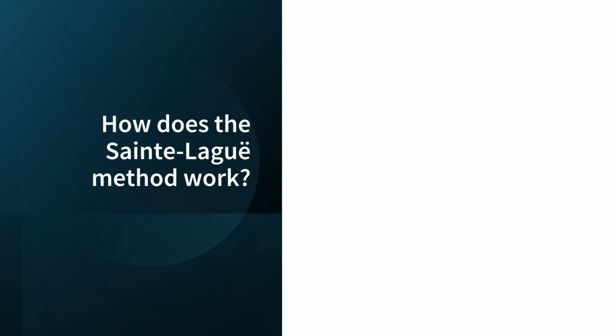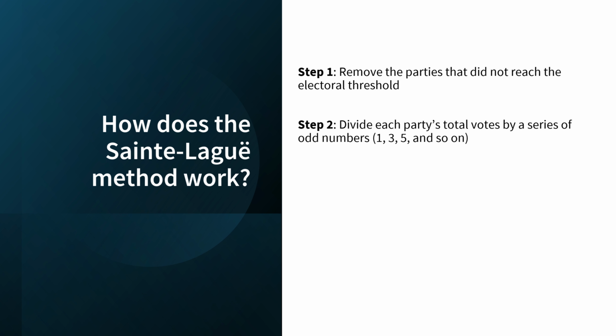If you remember from our previous video, there are 3 steps to using the Saint-Laguë method in a proportional electoral system. First, you exclude all the parties below the electoral threshold. Second, you divide the number of votes received by each party by odd numbers, creating a series of quotients. Third, you assign seats one by one to the parties with the highest quotients until all seats are filled.